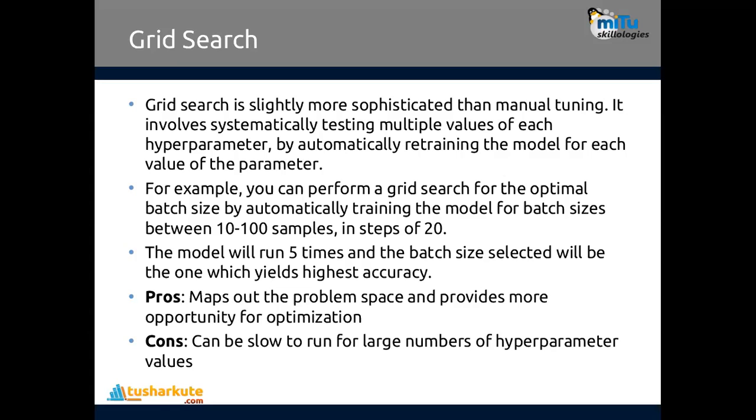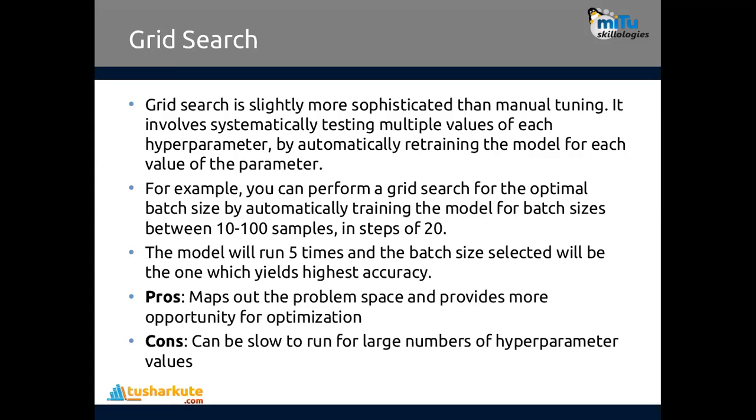The model will run 5 times, as I showed, from 20, 40 and so on, and the batch size selected will be the one which yields the highest accuracy. That is grid search. I'll show it diagrammatically later to give an idea of the difference between grid search and random search. What are the advantages? It maps out the problem space and provides more opportunity for optimization. It is a scientific method, which is why mapping the problem space is easily done, and the optimization is also very good.